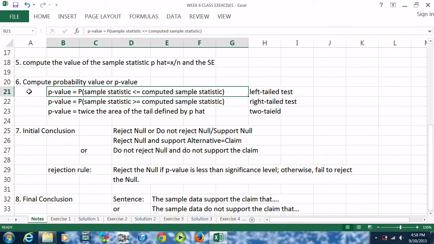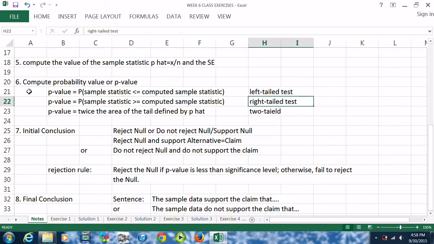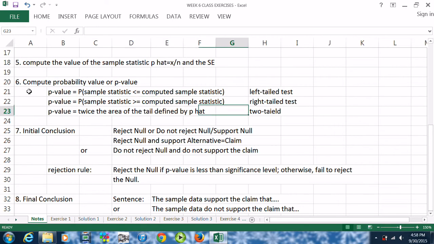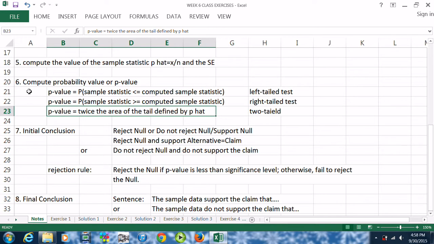So this is the probability that any random sample statistic would be less than or equal to what we got in our example. If it were a right-tailed test, the p-value would be the probability of being in the right tail, where the tails are defined by the sample statistics here. So the probability that our random sample statistic is greater than or equal to our computed sample statistic would give us the probability of being in the right tail. If we did a two-tailed test, which corresponded to the not equals, then we would have to take into account not only the area in our specific tail, but the area on the mirror image, the tail on the other side, so we end up getting twice the area of the tail defined by our sample statistic p-hat.